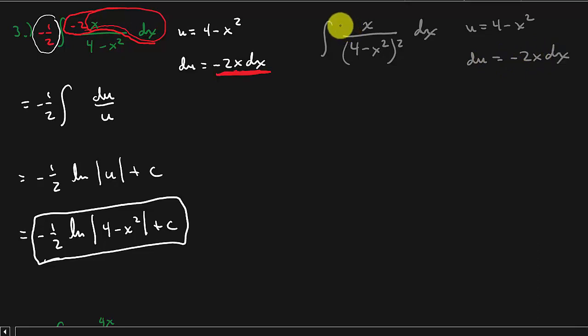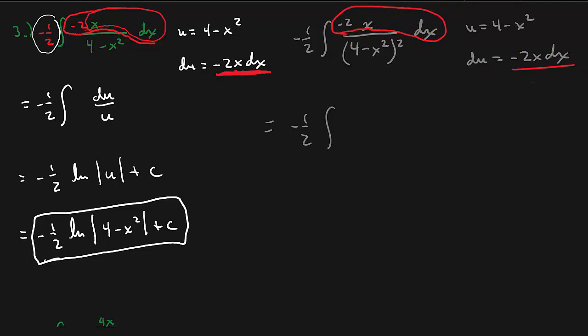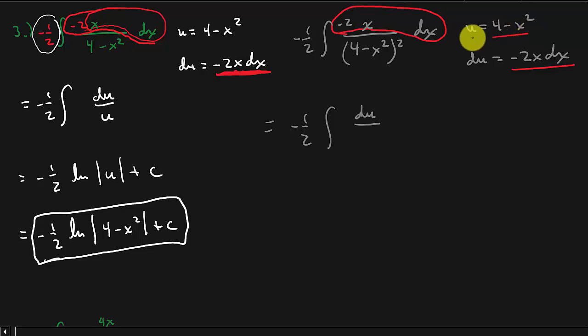And then same thing, we'll multiply by negative 2, come out here and multiply by negative 1/2. And so that's going to give us negative 1/2 integral. Now look at this. You see the negative 2x dx? Well, all of that's going to be replaced with du. So that's going to be du over, and then the 4 minus x squared, see the 4 minus x squared, that's going to be replaced with u. And so that's going to be u squared. You see the squared there?